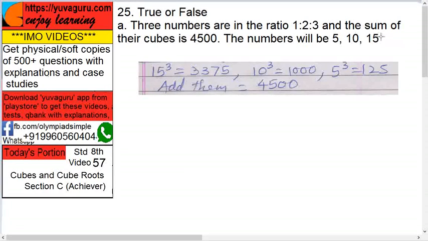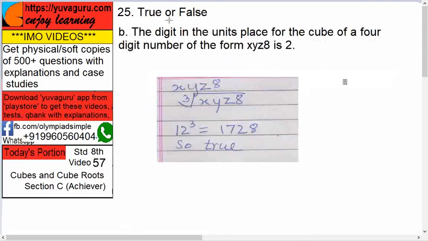So take the cubes of all these. 15 cube is 3375, 10 cube is 1000, 5 cube is 125. Add them. 3375 plus 1000, 4375 plus 125, that is 4500. So the answer is coming out to be true. So this is true.